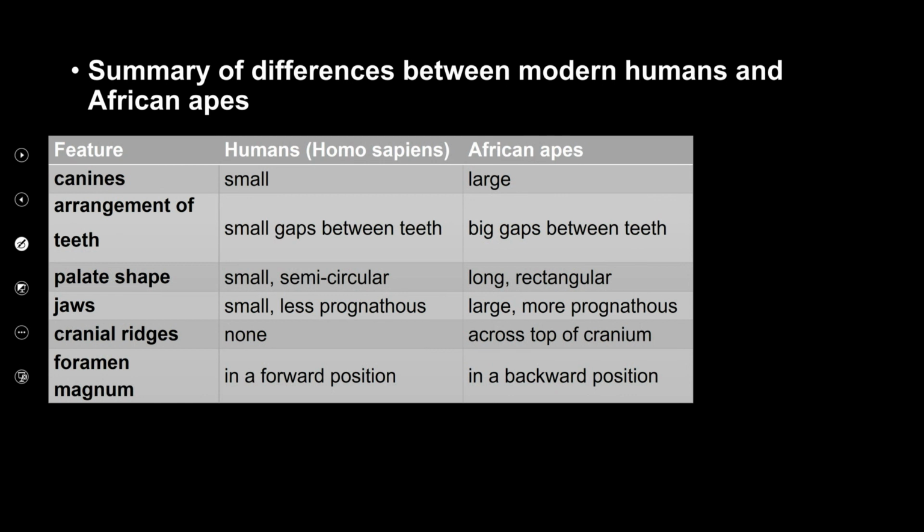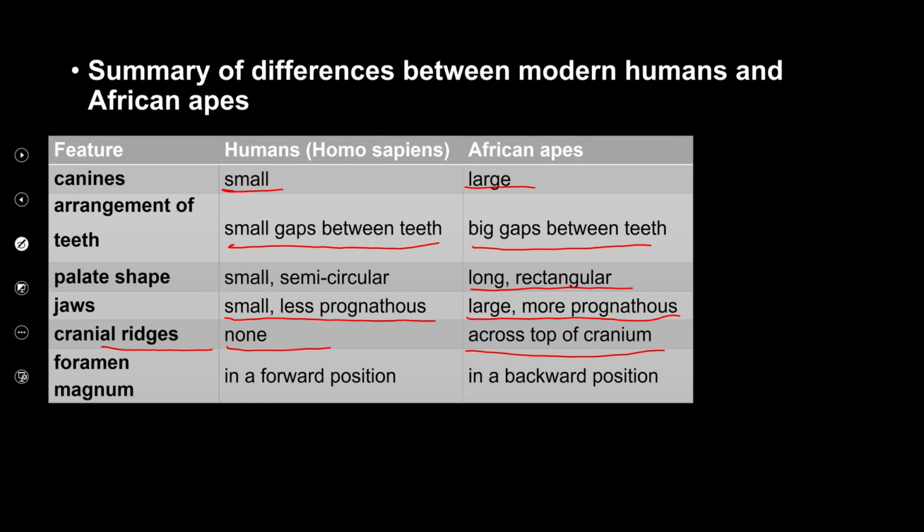The canines, if we have a look, are small, whereas they are large in apes. And then the arrangement of the teeth, there are very small gaps or no gaps, whereas in apes there are much larger gaps. The palate shape is small and semicircular, whereas that's long and rectangular in apes. The jaws are small, less prognathous, so they don't stick out or protrude as much, whereas in apes, more prognathous. And the cranial ridges, humans don't have any, whereas in apes they are across the top of the cranium. And the foramen magnum, we said, is in a more forward position, whereas it's in a backward position for apes.